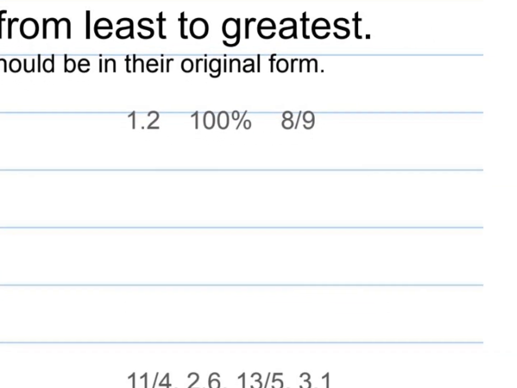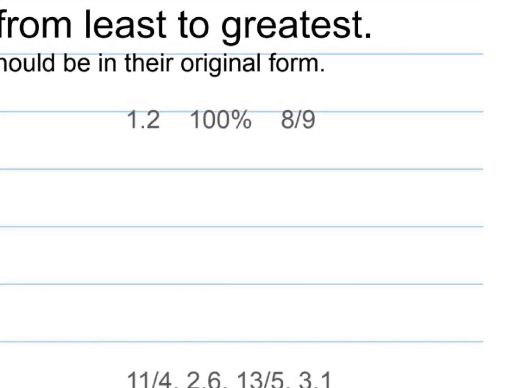1 2/10, 100%, and 8/9. So again, why don't we change it to decimals? So we'll leave it as 1 2/10. Decimals, 100%, I move the decimal 2 over, which is 1. 100%, we just should know that it's 1 whole, so it's 1.